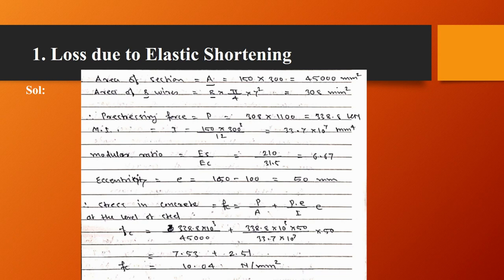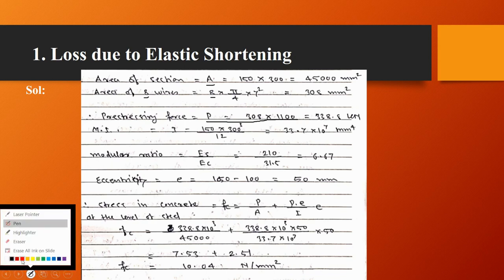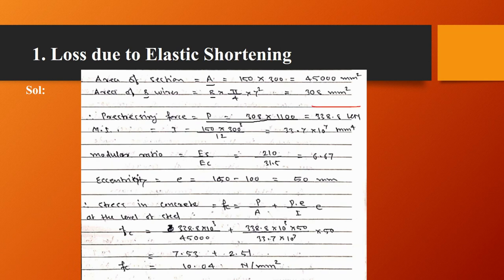They have given the cross-sectional area of the wires. They have given the amount of stress which is developed in that wire. So just by multiplying this stress with the area, you'll get the total pre-stressing force. This pre-stressing force will be equal to 308 into 1100. That comes to 338.8 kilonewtons. So this is the total final pre-stressing force which is applied on that wire in the initial phase. Initial force applied is 338.8 kilonewton.